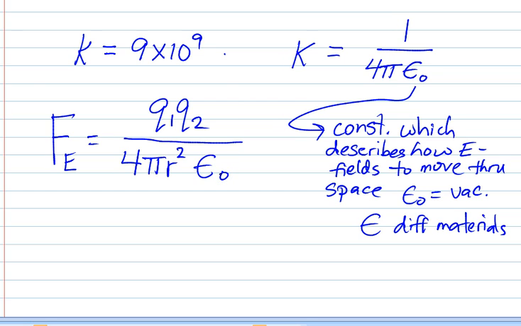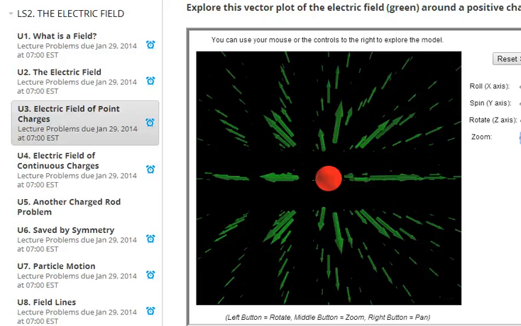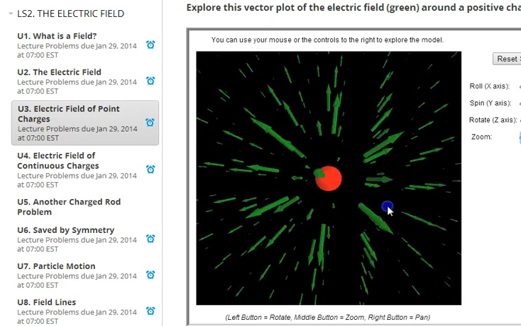Okay, now why did I write it like that when I should have put the r squared at the end? Well, because now I can rewrite it like this. And this looks even stranger, right? 1 over 4 pi r squared times q1 q2 over epsilon naught. Okay, now this is where we need to stop and take a look at a 3D model of an electric field. And we're back. This is a 3D model of a positive charge electric field.